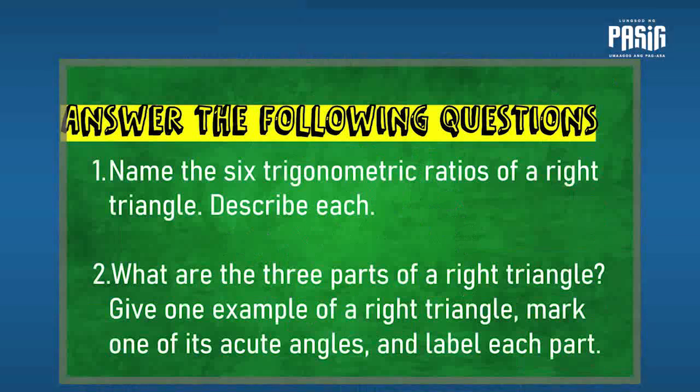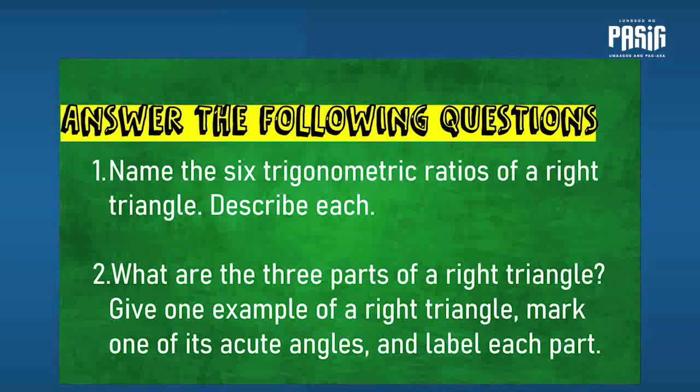Number 1. Name the 6 trigonometric ratios of a right triangle. Describe each. Number 2. What are the 3 parts of a right triangle? Give one example of a right triangle, mark one of its acute angles, and label each part.